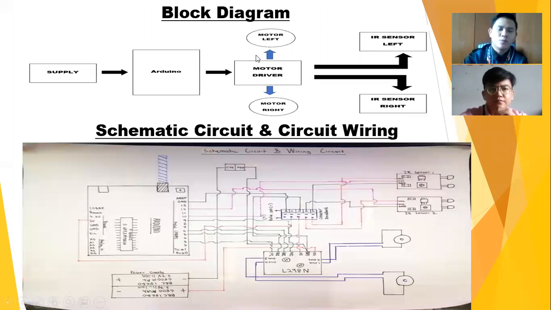So this is our block diagram for the task tree. You can see here, this is our supply. It goes to Arduino, then goes to motor driver and motor left and motor right. Then finally it goes to IR sensor left and IR sensor right. And you can see in this picture at the bottom is our schematic circuit and circuit wiring.